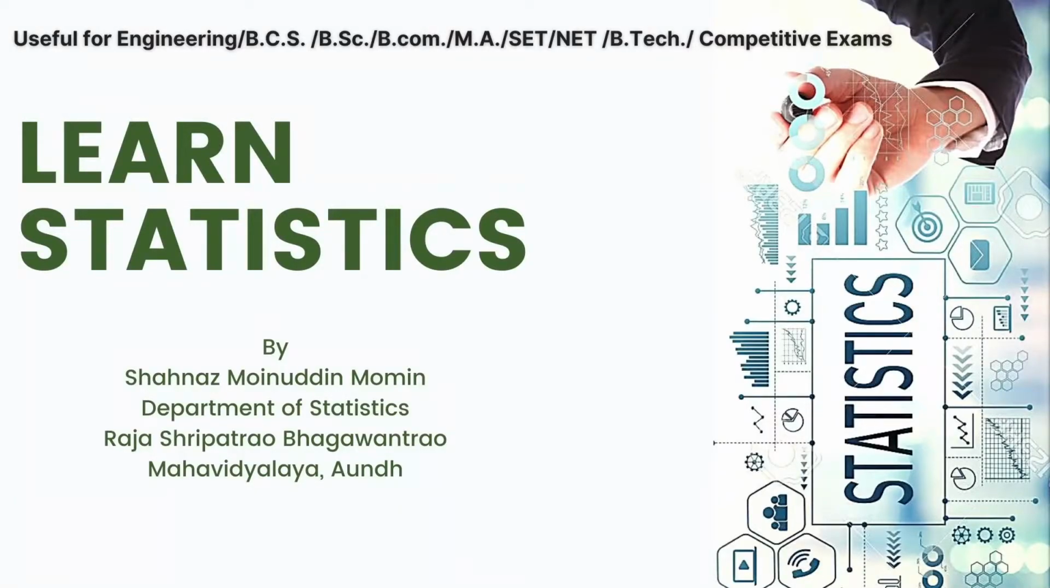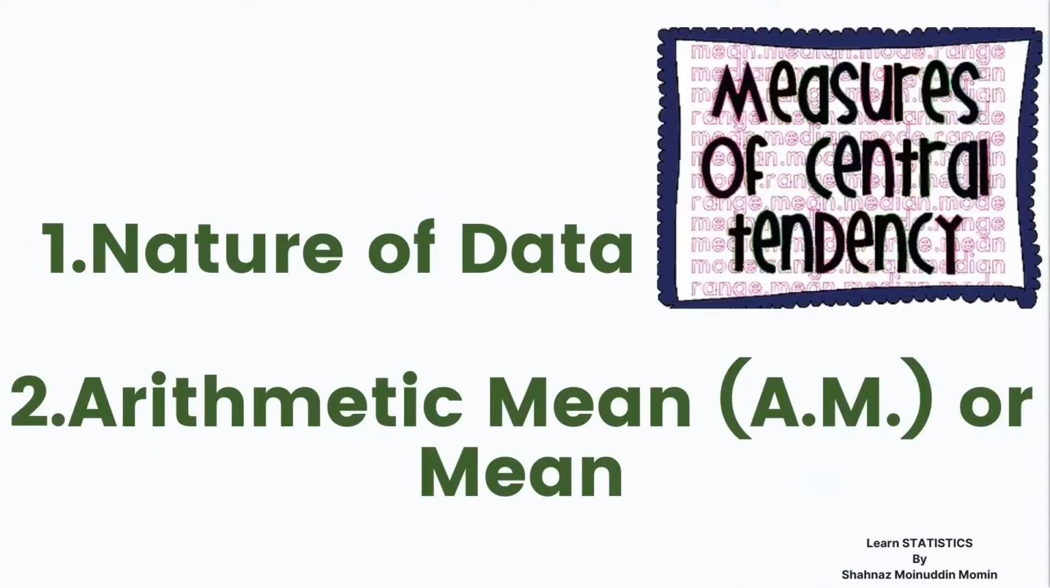In this class we are going to study the statistical terms in simple and easy way. In this lecture we are going to study the 2 points. First is nature of the data and second one is arithmetic mean denoted by AM, or it is also known as mean only or simple mean.